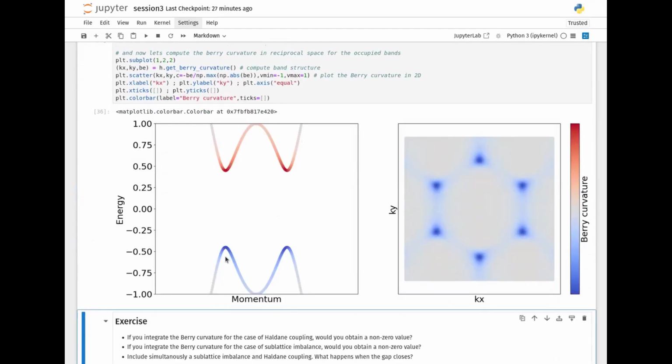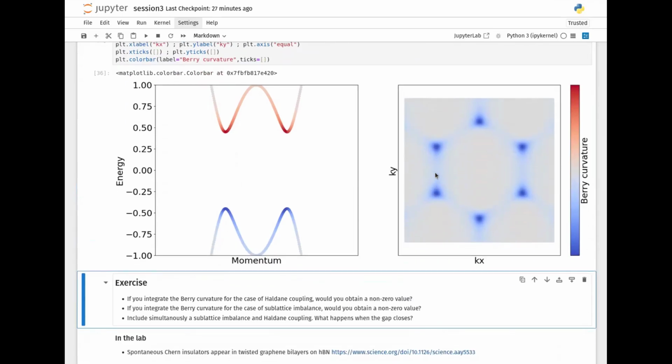So you see that in the Haldane coupling, the bands look very similar, right? You still have a gap opening at K and K prime, but now both valleys have a non-zero value. So you see that in valley K, you have a negative value of the Berry curvature, and in K prime, you have also a negative value of the Berry curvature.